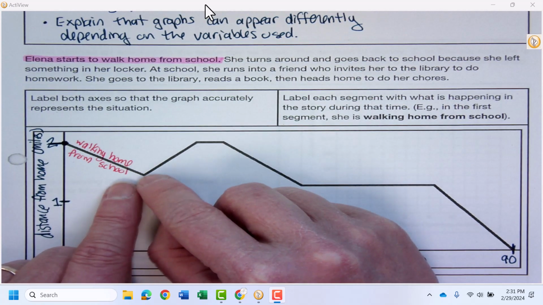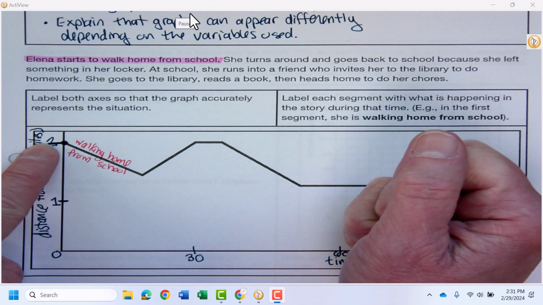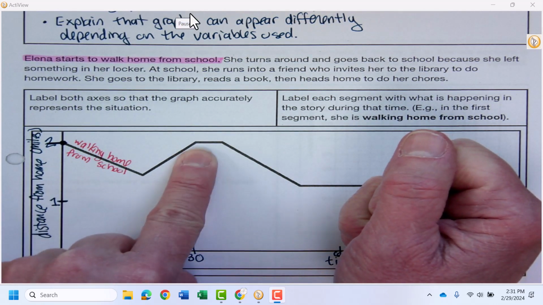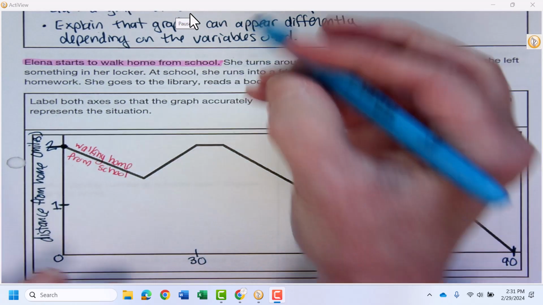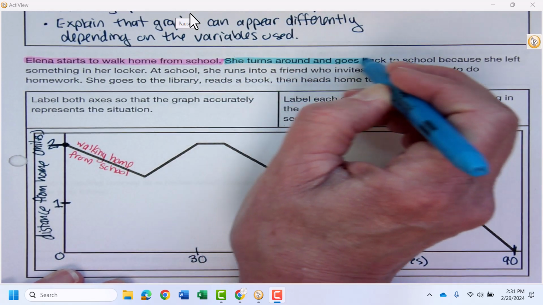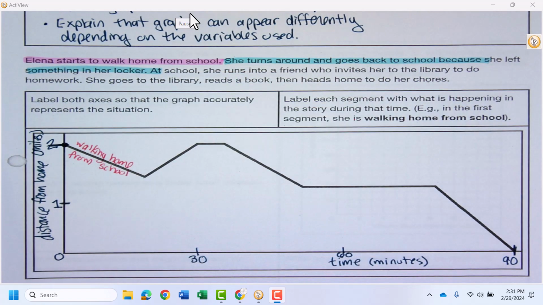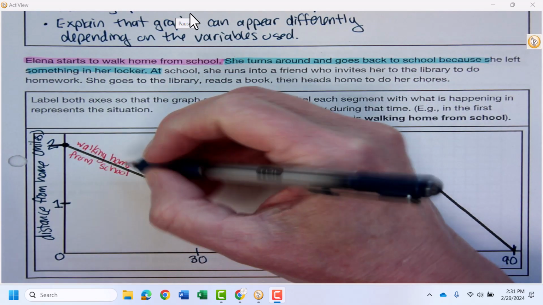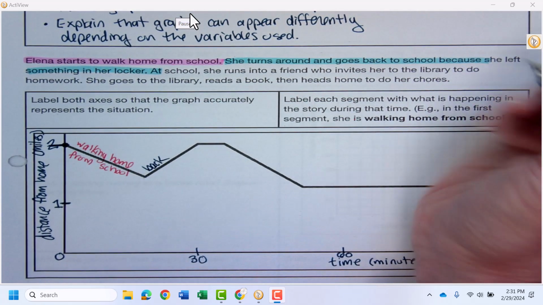And then it looks like it changes from the distance from home decreasing, to her distance from home increasing again. So let's go back to our story and see what happens. So it looks like at this point, she turns around and goes back to school because she left something in her locker. I'm going to say back to school.